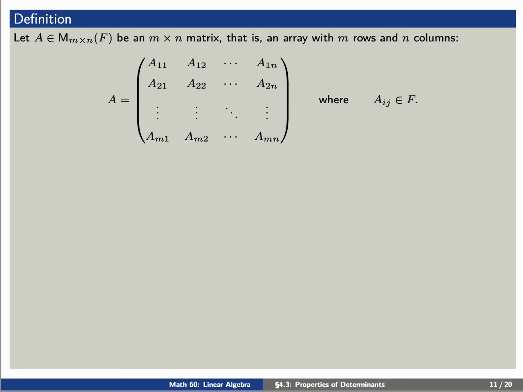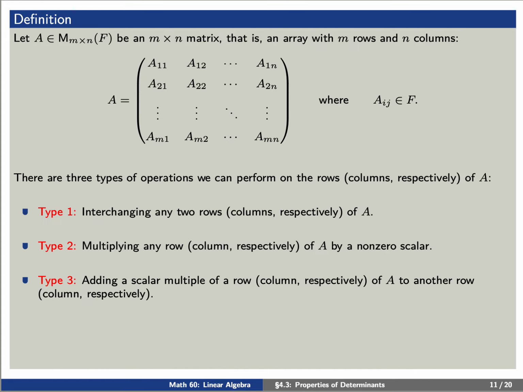Let's say that A is an m by n matrix. Here, m is the number of rows and n is the number of columns. Recall that there are three types of operations that we can perform on the rows. There's type 1, where we interchange any two rows, type 2, where we multiply a row by a non-zero scalar, and type 3, where we add a scalar multiple of one row to another.